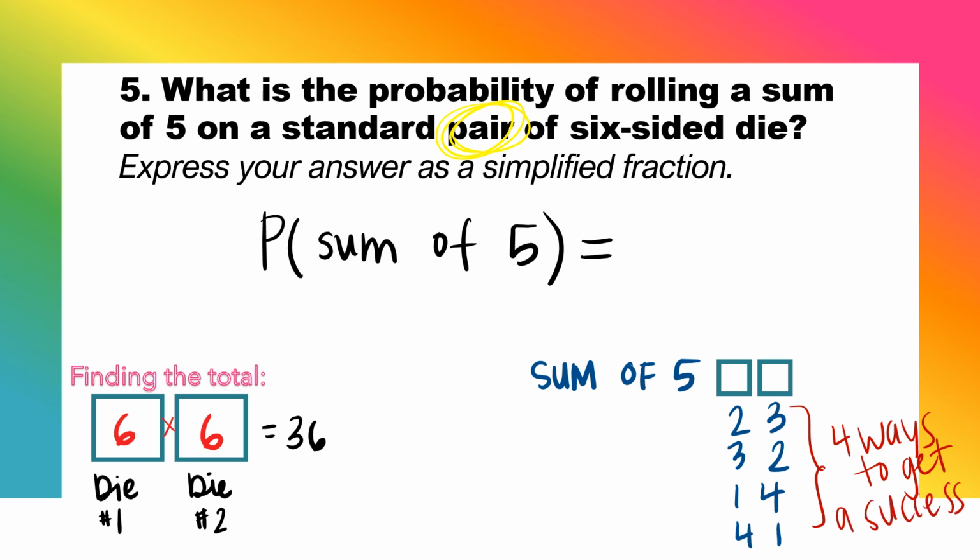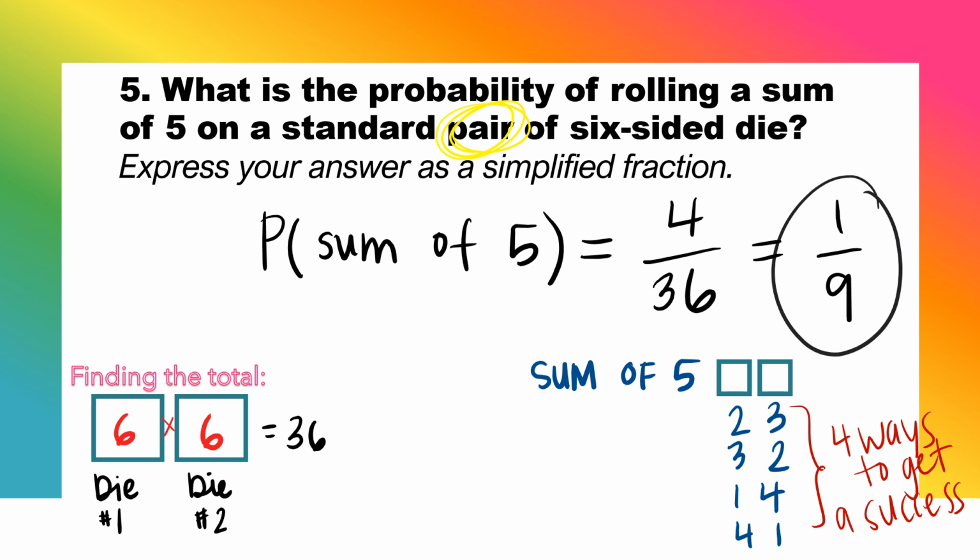I could roll a 2 and a 3, or a 3 and a 2, or a 1 and a 4, or a 4 and a 1. All right, so there's 4 ways to get a success. So I have 4 out of 36 for my success over total, and 4 out of 36 is going to reduce to 1 over 9.